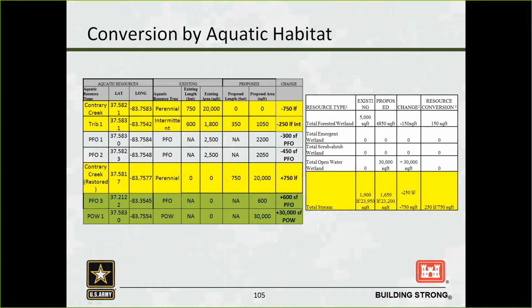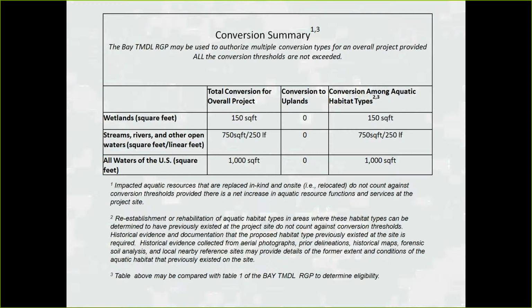Last, I subtracted proposed stream length from existing stream length and found that we converted 250 linear feet of stream on our site, or 750 square feet. I took our conversion numbers from the previous slide and categorized by total conversion on the project site, conversion to uplands, and conversion among aquatic resource type.